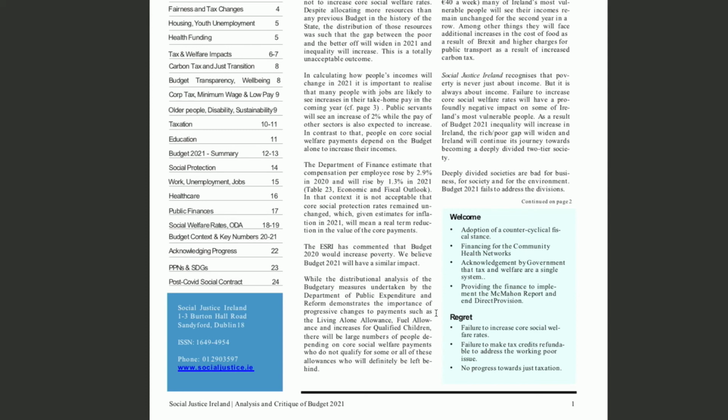Now, I also think it's important to state that Social Justice Ireland recognises that poverty is never just about income. But we also assert that poverty is always about income. If you don't deal with the income issue, you're not dealing really with poverty. You have to deal with the other issues as well. And it's not just about income, but the income issue is critical. And on that basis, there was quite serious failure here in government policy.